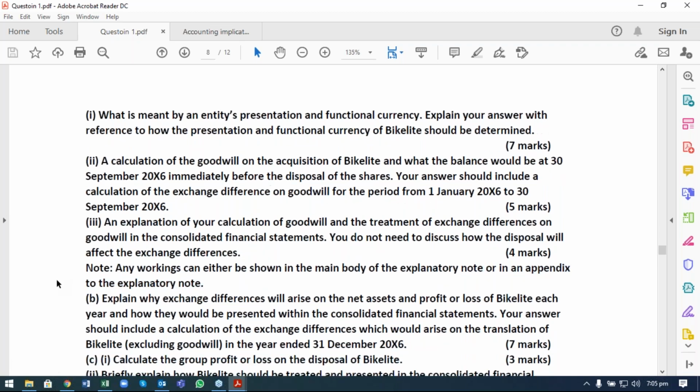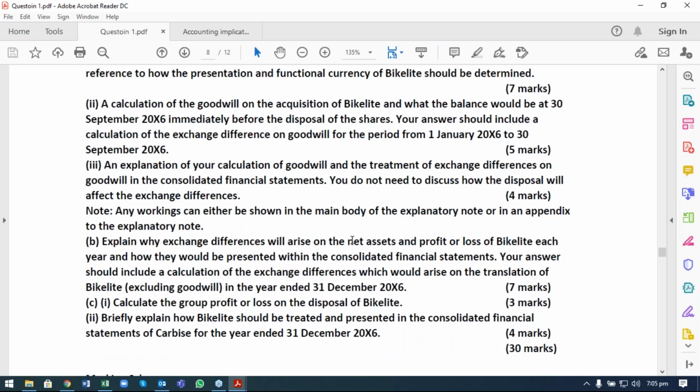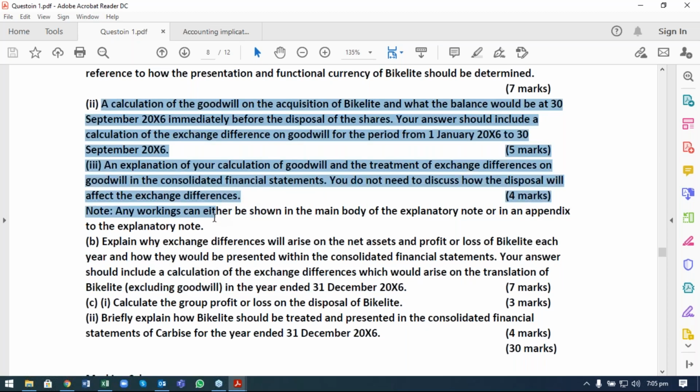Section B requires you to explain why exchange differences will arise on the net assets and profit or loss of Bakelite each year and how they would be presented within the consolidated financial statements. Your answer should include a calculation of the exchange differences which would arise on the translation of Bakelite excluding goodwill in the year ended 31st December 2006. You can see here the examiner has excluded the goodwill calculation because that was already asked within the second and third parts of section A.